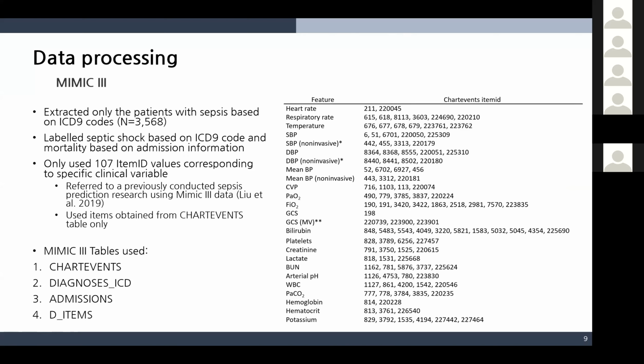For the features, we use the feature set available in the chart events table as listed in the work of Lee et al. And this included various items measured from the patients, including heart rate, respiratory rate, temperature, and white blood cell count, which are the basics for sepsis diagnosis. And the feature set included other important measurements such as creatinine as well.